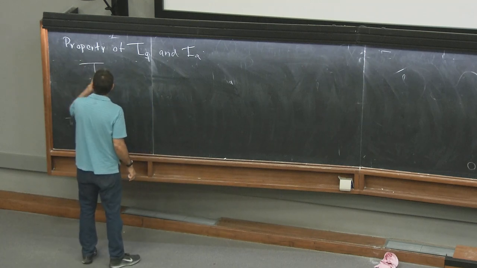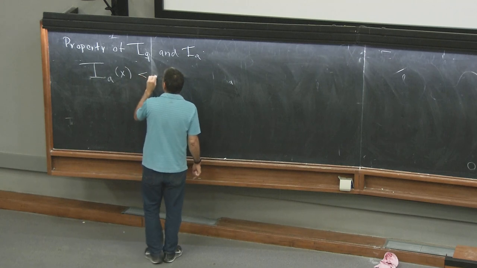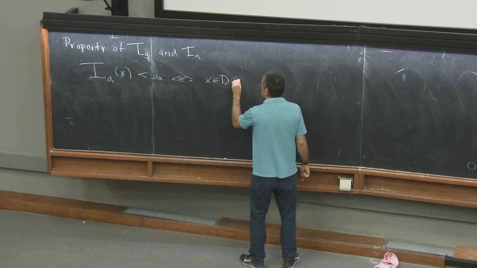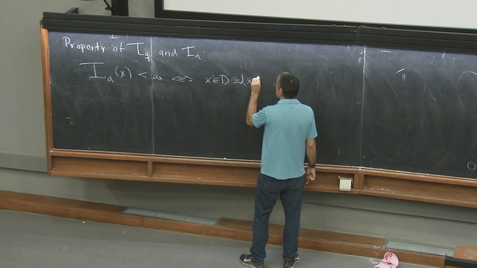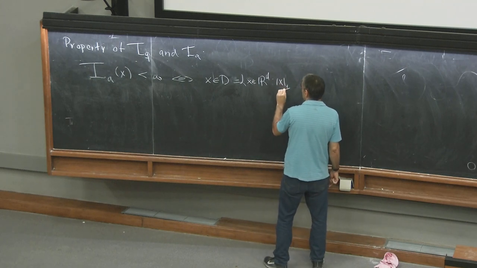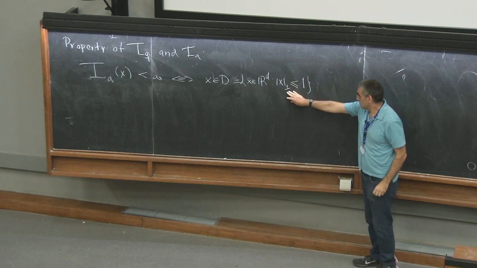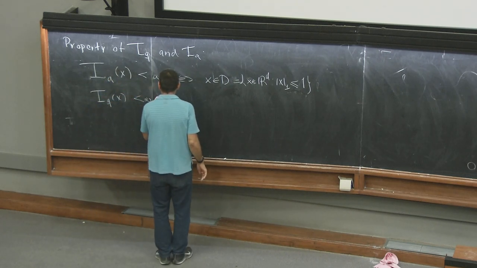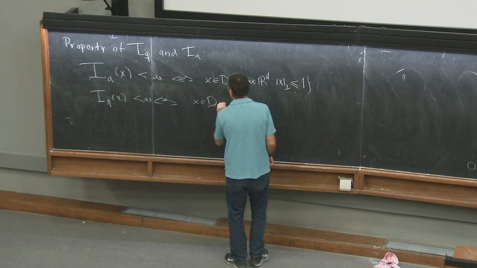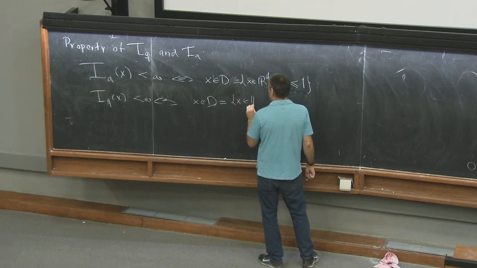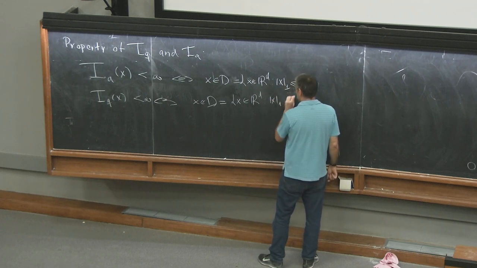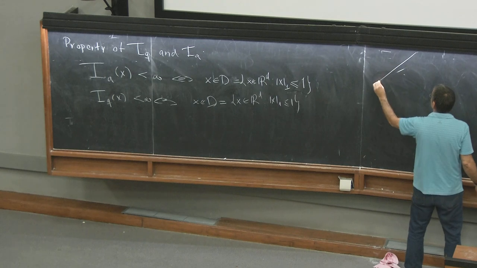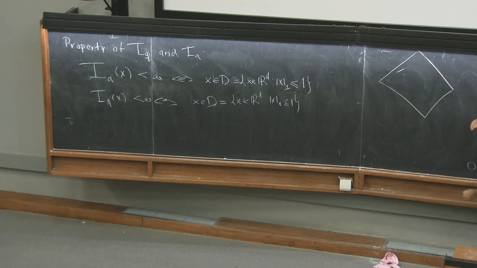It turns out that these functions are finite, and this is very simple, if and only if you look at points in R^d which have L1 norm smaller than or equal to 1. The same is true for the quenched. So this set D will be important in the rest of the talk. You can imagine it as a diamond, or a square which is rotated.